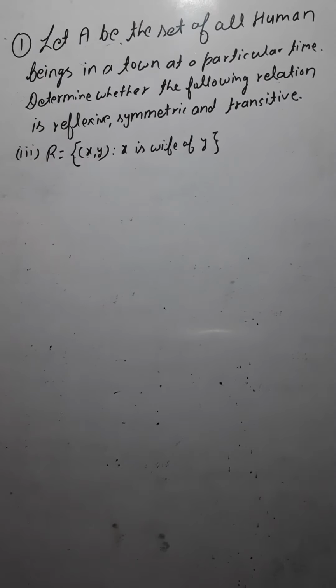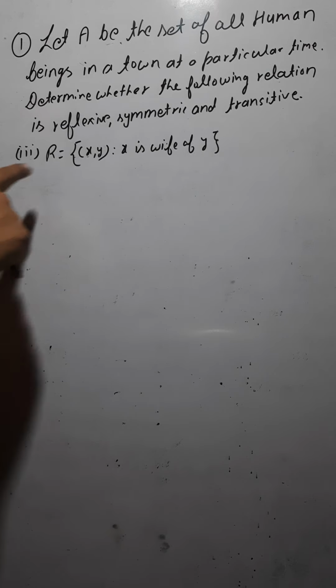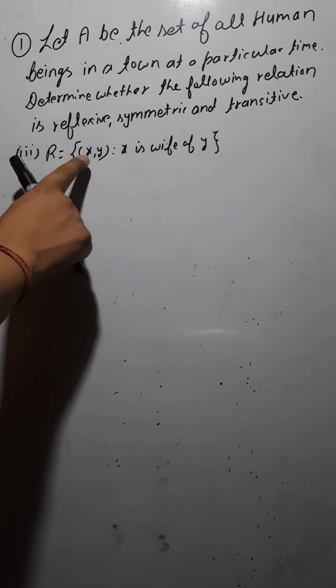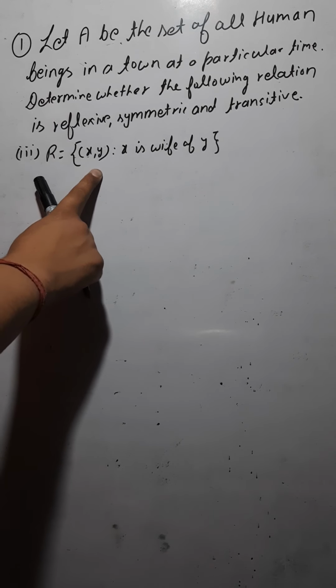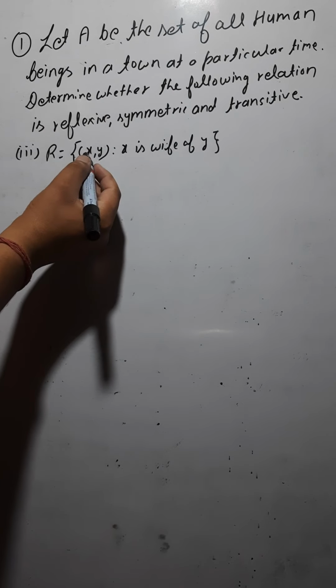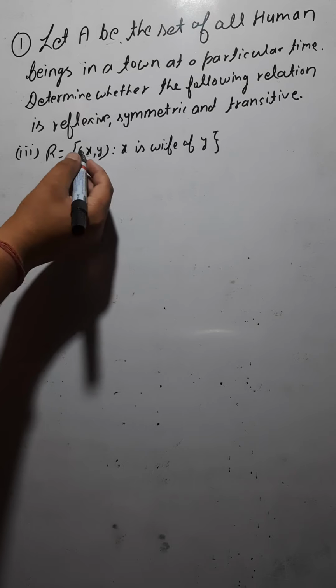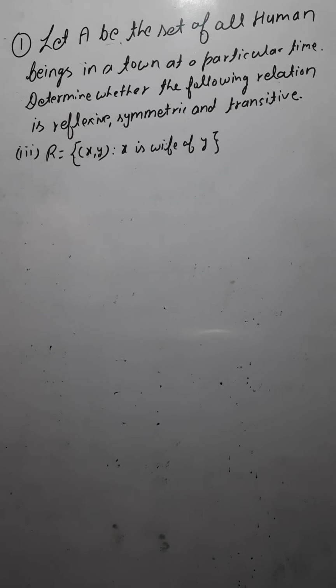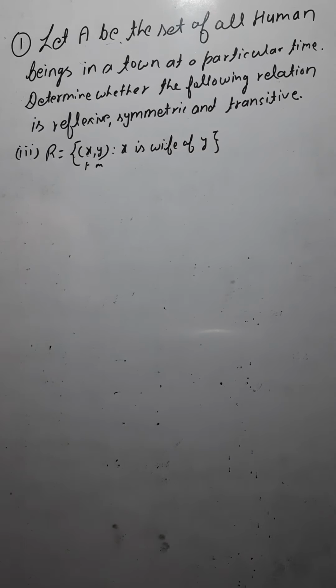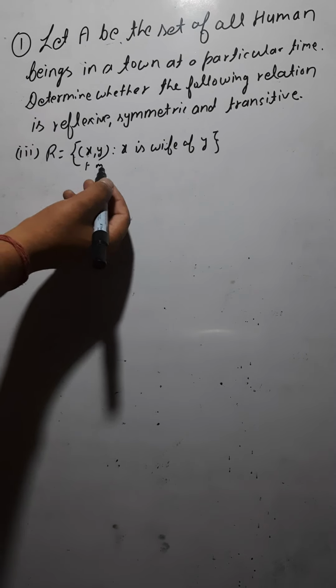So is this relation reflexive, symmetric and transitive, that you have to tell. Two parts of the question we have already discussed. Now let's get into the third part of the question. The relation is defined as (x, y). The relation contains the ordered pair x and y such that x is wife of y, meaning x should be the wife of y, so one should be female and one should be male. The first one is female and the second one is male.